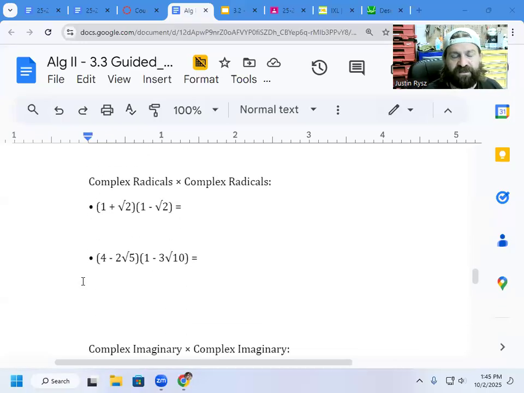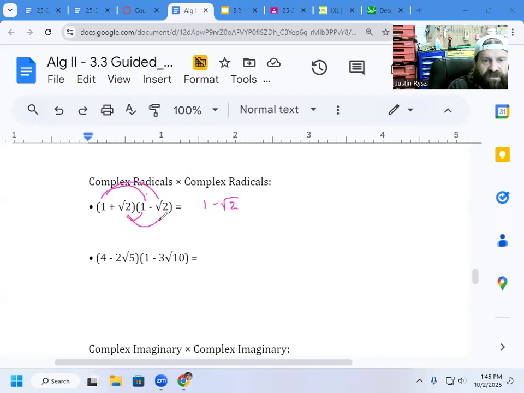Next, what if we have some more complex numbers? What if we have some complex radicals that are multiplying together? Well, what we're going to do here is we are going to FOIL, okay? So first, 1 times 1 is 1. 1 times negative radical 2 is negative radical 2. Next, we'll distribute here. A positive radical 2 times 1 is a positive radical 2. And then a positive radical 2 times a negative radical 2 is a negative radical 4.